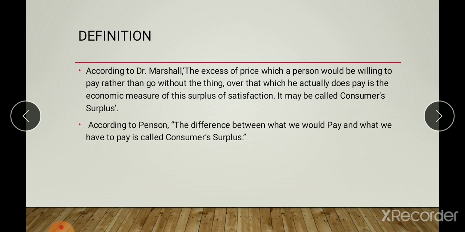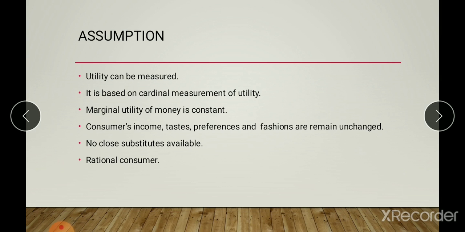Let us discuss the definitions given by various economists. According to Dr. Marshall, the excess of the price which a person would be willing to pay rather than go without the thing over that which he actually does pay is the economic measure of the surplus of satisfaction. It is called consumer surplus. According to Pigou, the difference between what we would pay and what we have to pay is called consumer surplus. There are so many assumptions. Let us discuss them one by one.